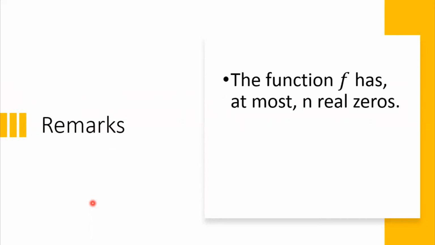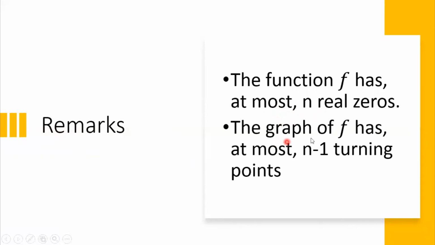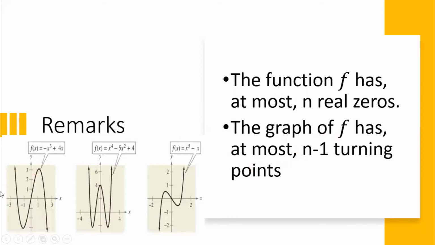So we have here important remarks. The polynomial function f has at most n real zeros, and the graph of f has at most n minus 1 turning points. Knowing the end behavior of the function is not enough, so we also have to know how many zeros the function has, or how many turning points. So for example, let's go back to these examples here.